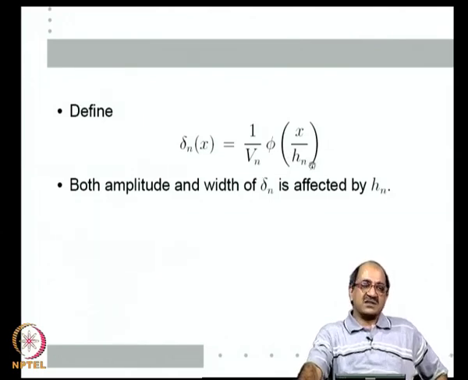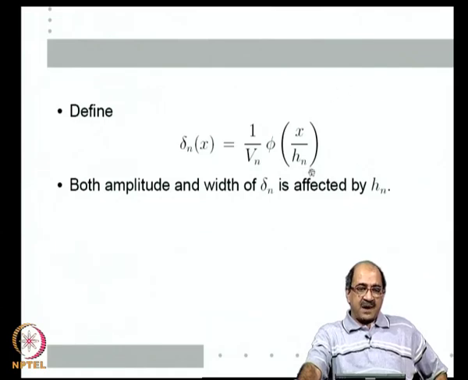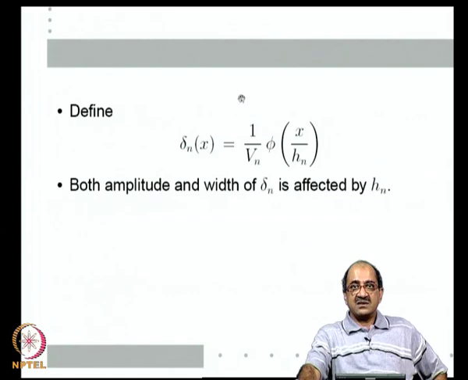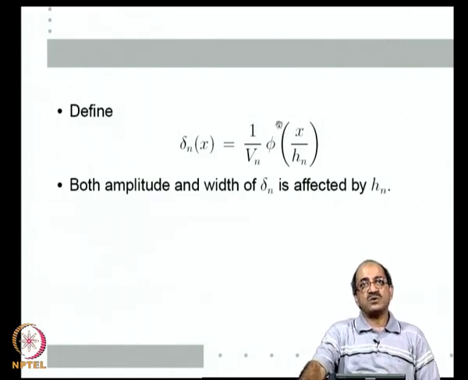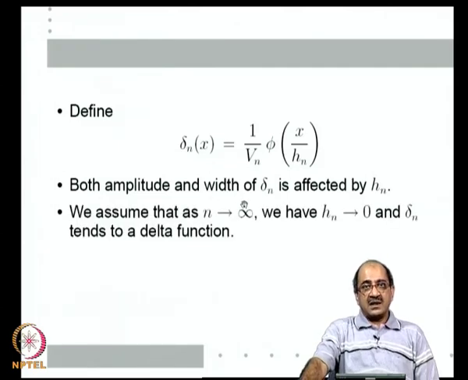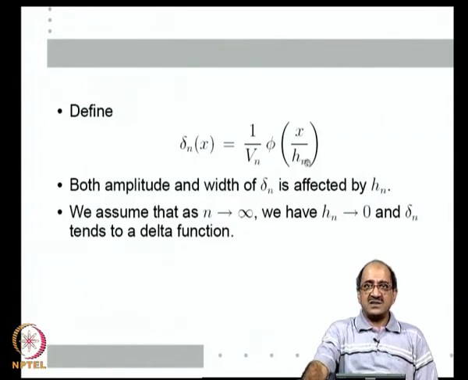Essentially, for both the functions, both our hypercube window function as well as the Gaussian function, as h n becomes smaller and smaller, the width reduces, whereas 1 by V n increases, the amplitude goes up and the width reduces. So, both the amplitude and width of delta n are affected by h n, and for both these functions, as the width sinks to 0, the amplitude goes to infinity.